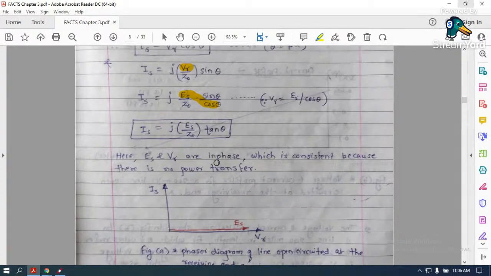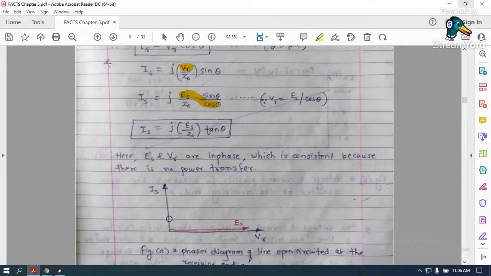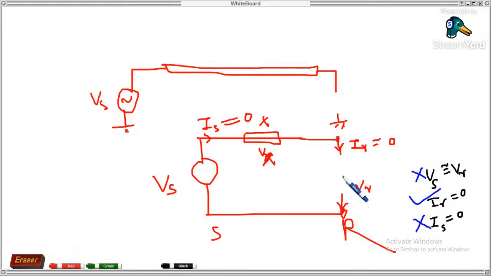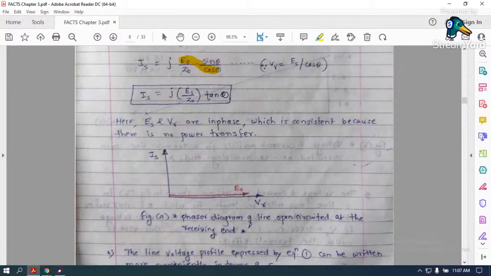Here, ES and VR both are in phase. Look at this equation: ES, VR, cos theta. ES and VR both are in phase, which is constant again because there is no power transfer. What I said in the beginning about ES and VR, I am not talking about magnitude, I am talking about angle. Only if there is a load will there be a difference between them. Inductive, lagging, leading, the angle depends on the load. There is no load, so obviously both are in phase. ES and VR both are in phase, and IS differs by angle theta.